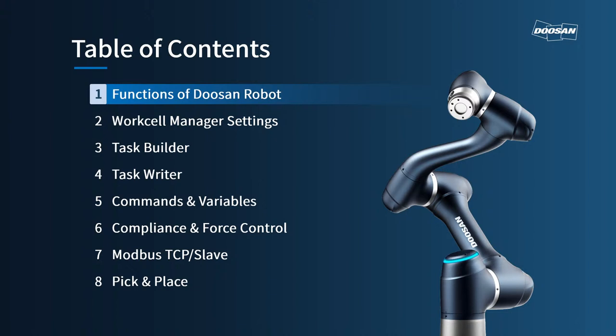Part 6 describes the key features of Doosan Robot force and compliance control. Part 7 describes the industrial communication protocol Modbus TCP slave. Lastly, in Part 8, we will use what we have learned to create and demonstrate a simple pick and place program with pilot skills.